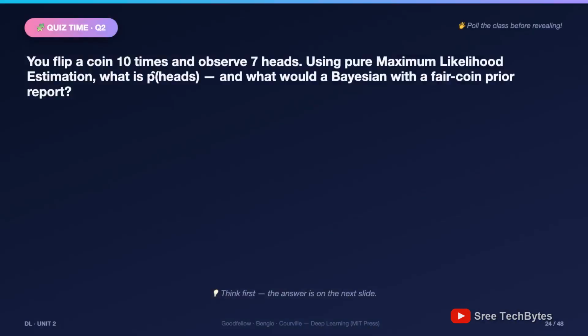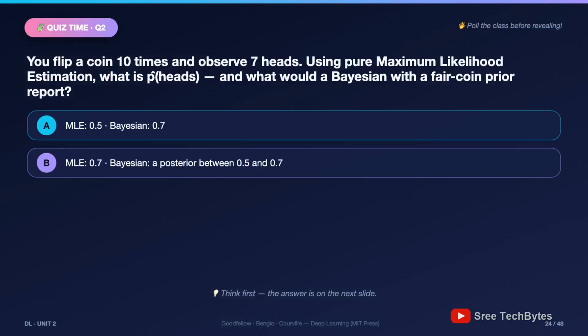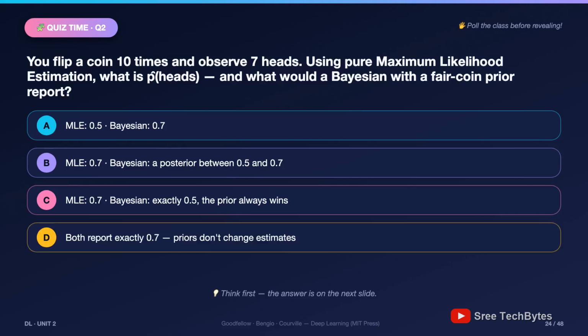Quiz 2. The estimation check. You flip a coin 10 times and observe 7 heads. Using pure maximum likelihood, what is p hat? And what would a Bayesian with a fair coin prior report? A. MLE 0.5, Bayesian 0.7. B. MLE 0.7, Bayesian somewhere between 0.5 and 0.7. C. MLE 0.7, Bayesian exactly 0.5, the prior always wins. D. Both exactly 0.7, priors change nothing. Think about who listens to the data, who listens to the prior, and who compromises. Pause and answer.